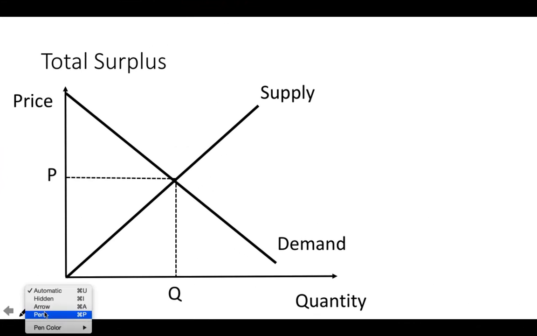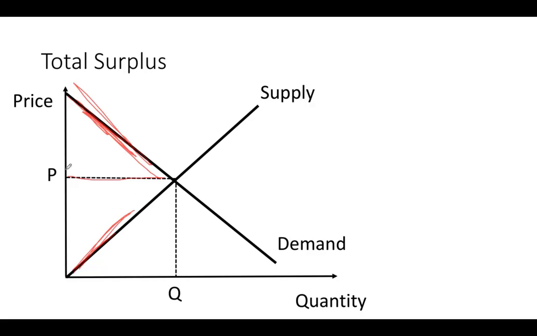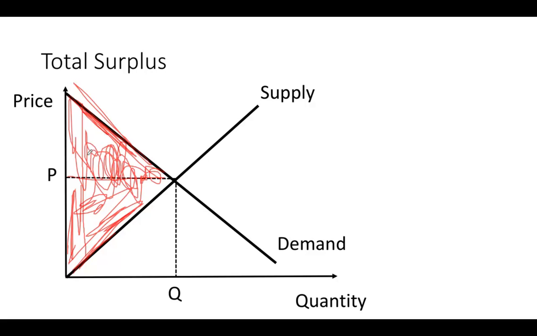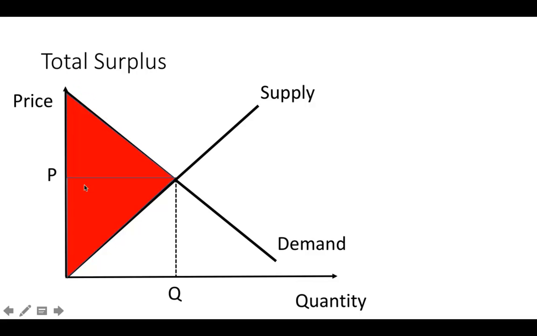Oops, get the pen here. So we can draw in the total surplus. Again, this is the willingness to pay of buyers. This is the price they have to pay. This is the marginal cost to sellers. It's the price they receive. But the total surplus is this whole area, because you have the benefit to buyers and the cost to sellers, marginal cost. So here's our total surplus, and that looks like this.